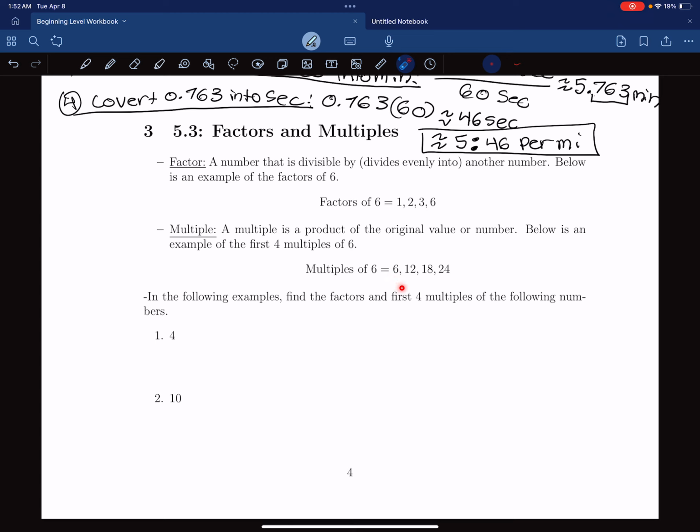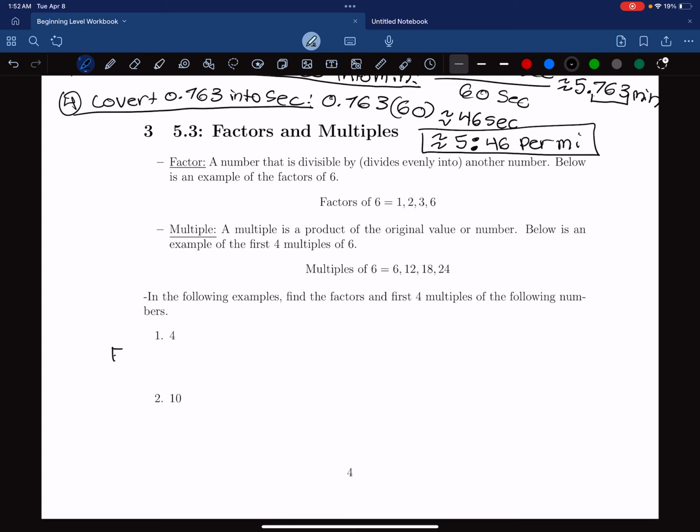So 6 plus 6 is 12. 12 plus 6 is 18. 18 plus 6 is 24. So with that in mind, let's work through some examples. So we want to know the factors and the first 4 multiples of the following numbers.